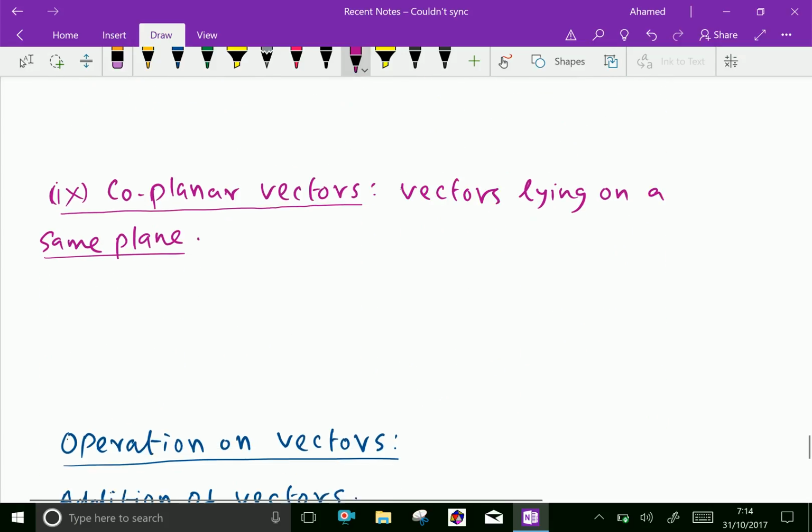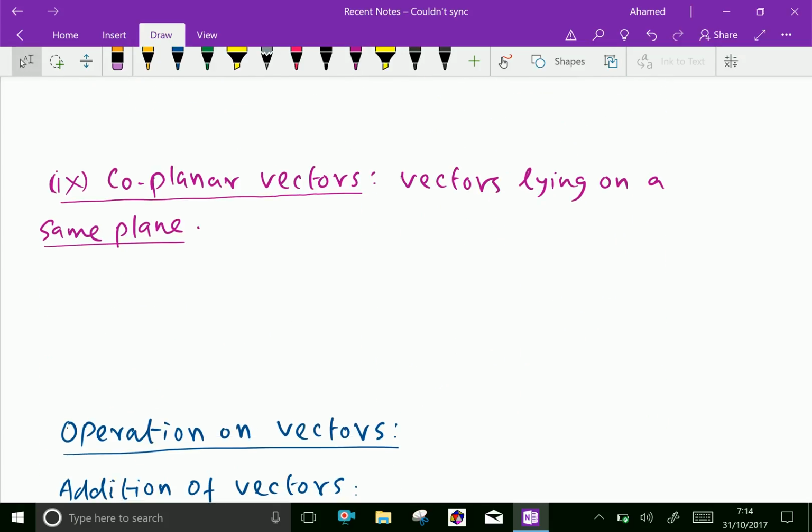Next one, coplanar vectors: vectors lying on the same plane. Suppose this computer screen has a plane surface. We draw any figures on this surface, which means one vector is here, another vector is here. Whatever the vectors are like, all are lying on the same plane. These are coplanar vectors.